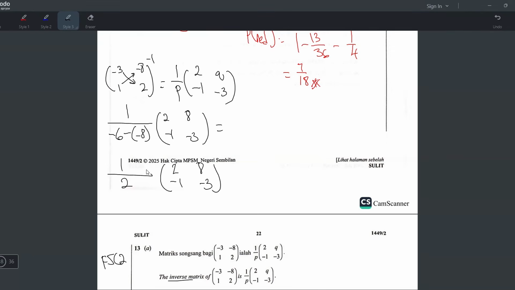Okay, usually kita akan ambil 2 ni, ambil 1 over 2 darab masuk. Tapi saya takkan darab masuk. You tahu kenapa? Sebab nanti saya nak banding jawapan saya dengan jawapan ni. And kalau you tengok jawapan yang diberi sini, dia tak ada kembang. So, bila dia tak kembang, saya tambah kembang juga.